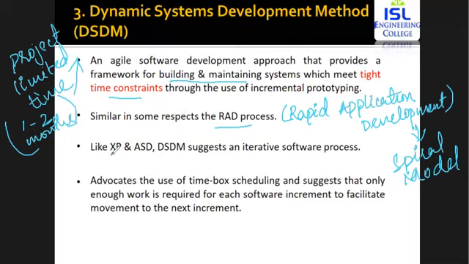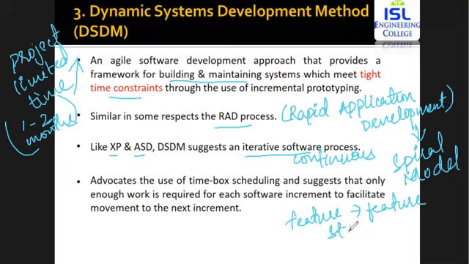Like extreme programming and ASD, the previous two models that you have studied, DSDM suggests an iterative software process approach. Iterative approach means it is a continuous approach. That is, you implement the first feature, then on top of it you add another feature. That is an iterative software process, step upon steps. You're going to complete the project within multiple steps.